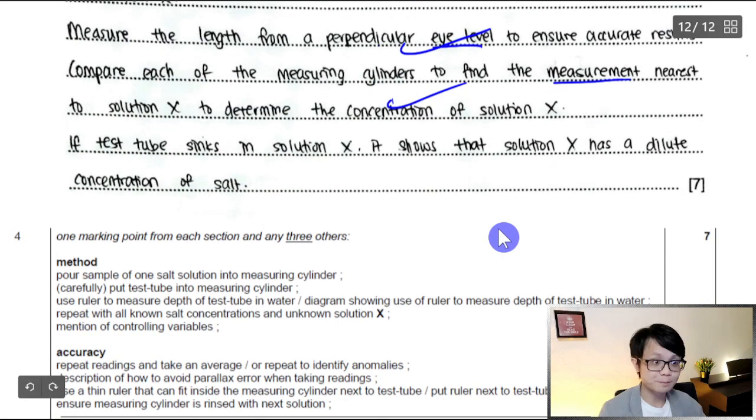So I just give 1, 2, 3, 4, 5. Okay, so the student gets 5 marks for this question. But of course you can write other things. For example, you can say repeat. I don't know, he already said a lot.